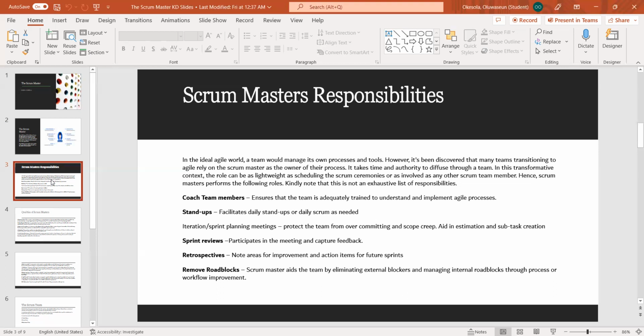Then we move to sprint review. So the Scrum Master participates in the meeting and captures feedback. When there is a sprint review or sprint demo, or show and tell, as they would say in the corporate world, the Scrum Master is there to ensure that there is a smooth running of the sprint review and capture every feedback as necessary, and ensure that the development team is demonstrating the right product to the stakeholders. So next is retrospective.